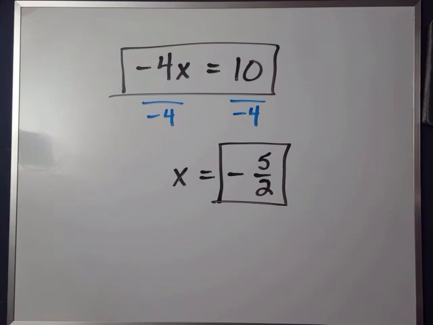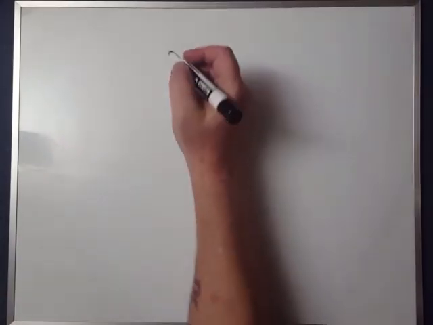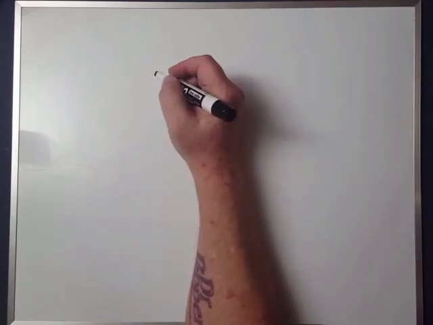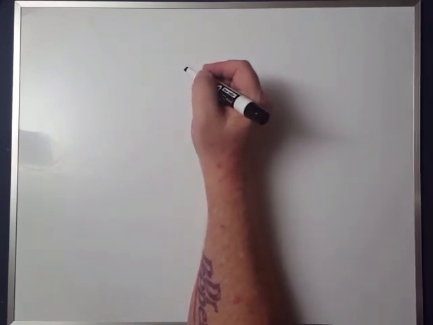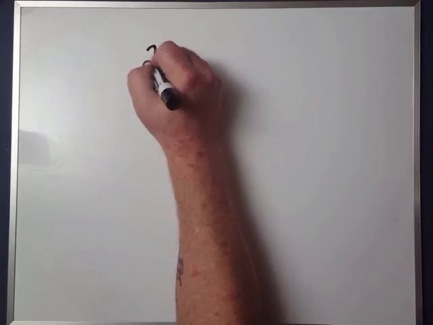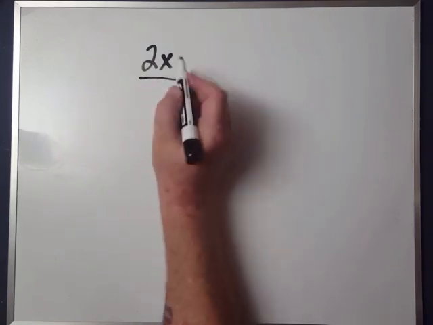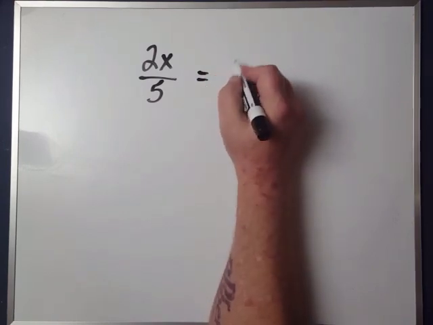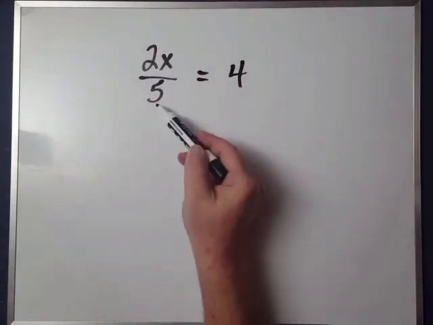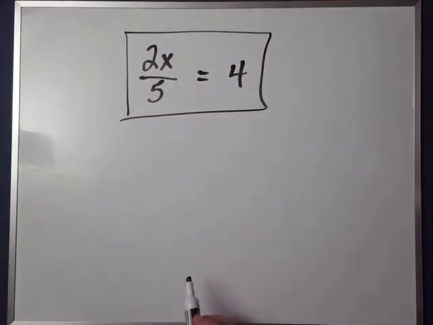Let's finish up with number 82. It says if twice a number is divided by 5, the result is 4. Find the number. Piece at a time. If twice a number, that's 2 times my number. If twice a number, that whole thing, is divided by 5, the result is 4. If twice a number is divided by 5, the result is 4. So we have our equation. Now we want to solve it.